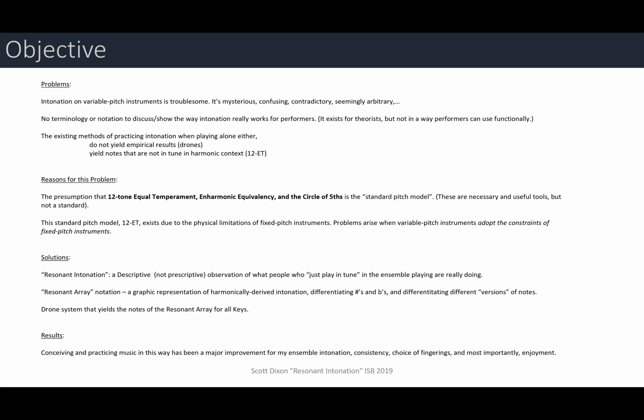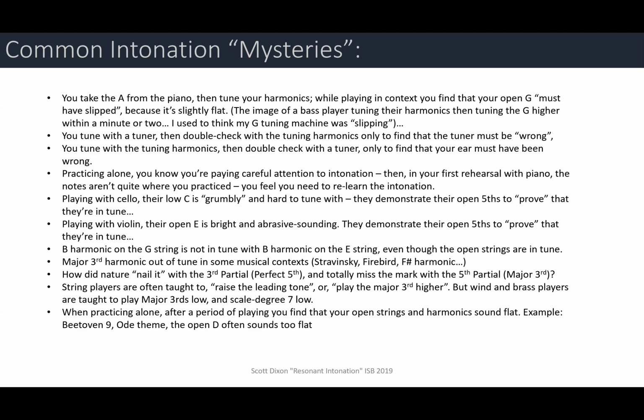Okay, so common intonation mysteries that we all know, right? This happens all the time. I see it all the time. Somebody is playing with piano. They take the A from the piano. They tune the A harmonic on the D string, and then we tune all the tuning harmonics, right? It's the way we tune the bass. And then you're playing along with piano, and all of a sudden you realize that your open G has slipped flat, right? So you crank your G up higher.